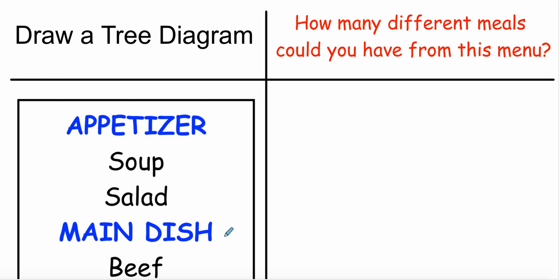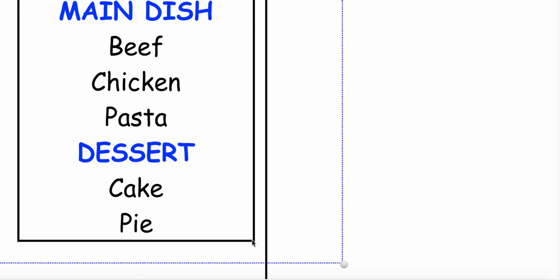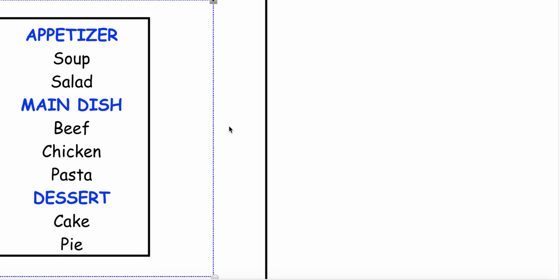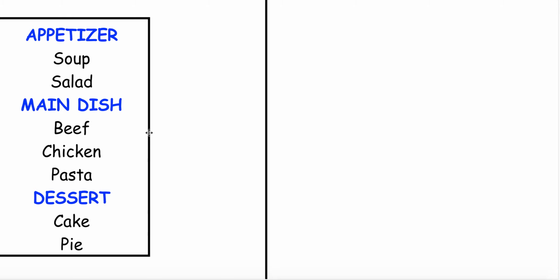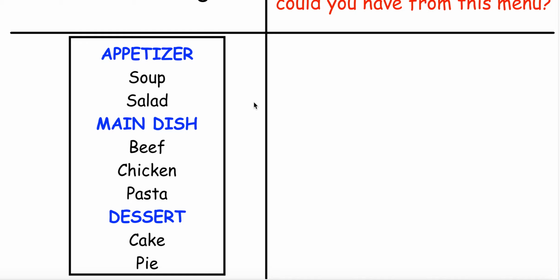All right, so now we have a different type. We're going to a restaurant. We're going to have different meal options from this menu. In this menu, we have a choice of appetizers, soup and salad, main dish, beef, chicken, and pasta, and dessert, which is cake and pie. I'm going to minimize that a little bit so we can see it from the screen in its entirety. So in this case, we're switching it up a little bit, but this is like my quarter, my penny, and my dime. I just have 3 options for this one instead.